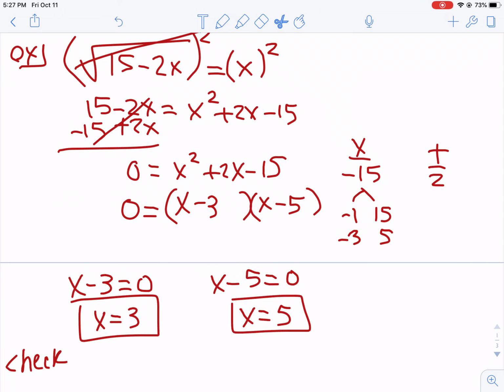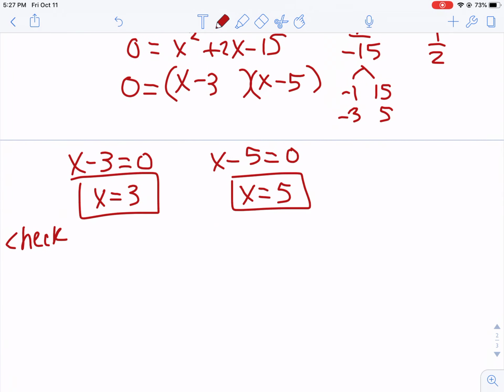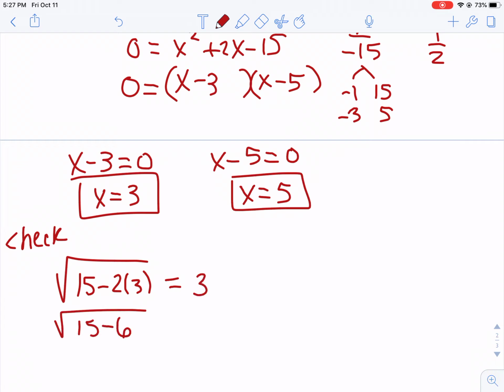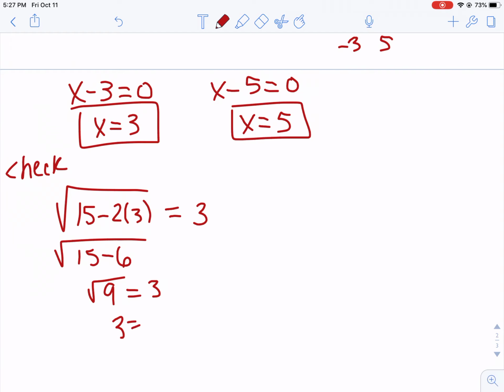So my original equation is the square root of 15 minus, I'm going to go ahead and plug the 3 in, so 2 times 3, and it has to equal x, so equals 3. Well, this is the square root of 15 minus 6. 15 minus 6 is 9. Square root of 9 is 3. So 3 equals 3. This one worked out, so that's a solution.